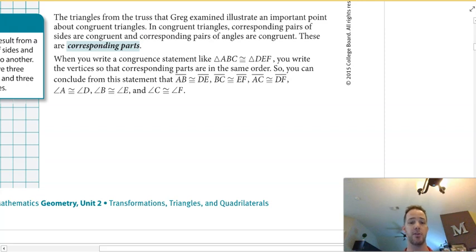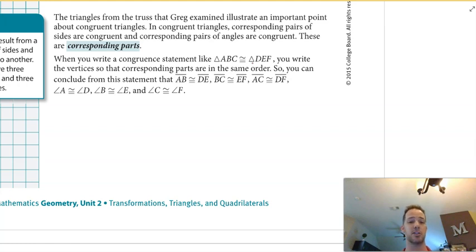So we can write a congruency statement about the whole triangle. Notice we have this symbol here representing triangle ABC, and it says that that's congruent to triangle DEF. So when we hear that two triangles are congruent, we know that everything about them has to be congruent. All the corresponding sides have to be congruent to each other. All the corresponding angles have to be congruent to each other.